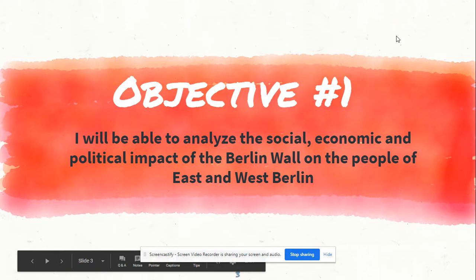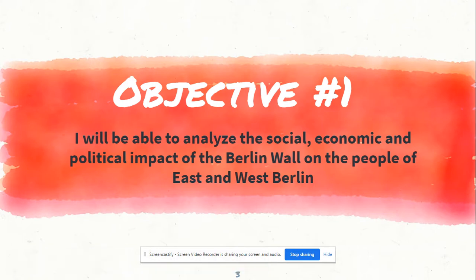So remember that you're going to be doing research on a border of your choice next week. The rest of the presentation today is going to model how you should do your research next week. So today and yesterday is modeling for how you should do your research. So our first objective for today is that you're going to be able to analyze the social, economic, and political impact of the Berlin Wall on the people of East and West Berlin.